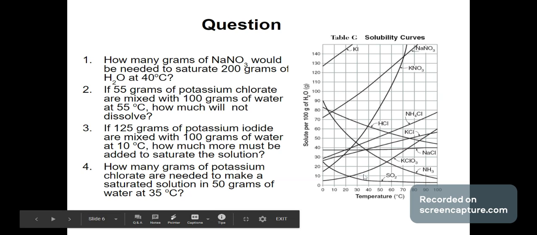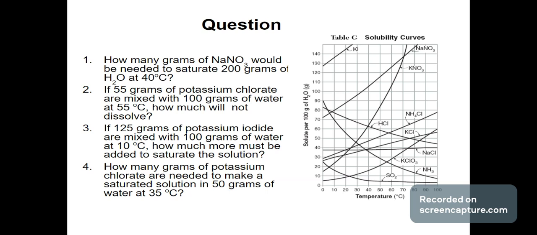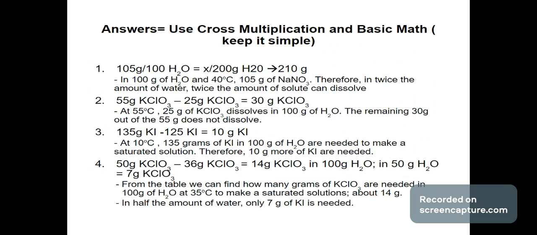well, hold on a minute. Let's not skip ahead. I have 35 degrees here. I need to find out how much it's going to be to make it supersaturated. Let's look at my work real quick. So 50 grams of that minus 36 grams is 14 grams in 100 grams of water. Half of that will be 50 grams, which means it'd be 7. So we can see from the graph that it's 14 grams in 100 grams of water at 35 degrees Celsius to make a saturated solution. Half of that would only be 7.